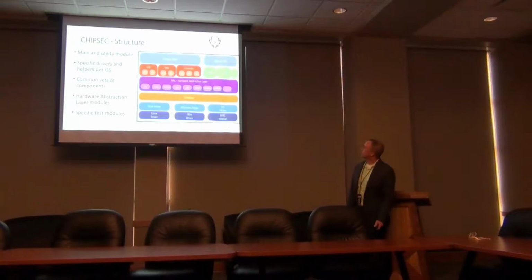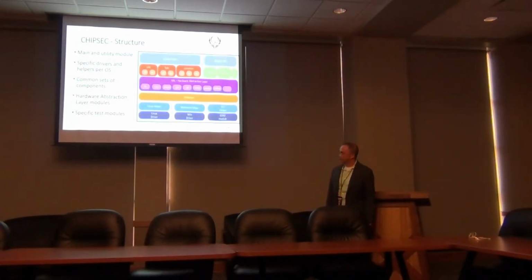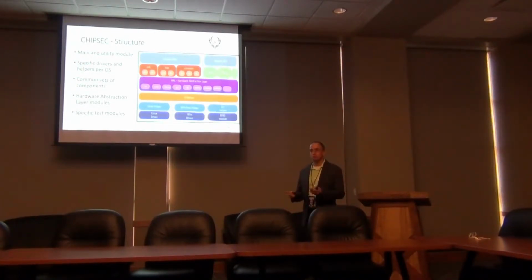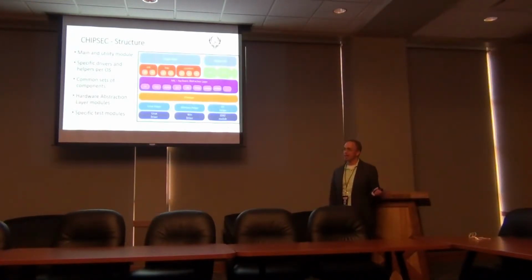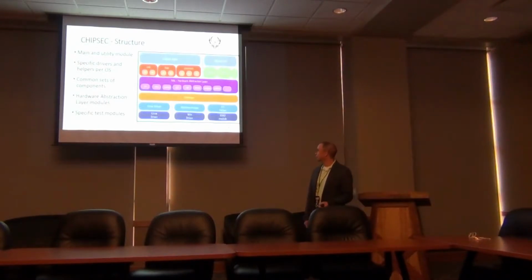The basic structure of CHIPSEC is that there are two primary executables. One is the CHIPSEC main, and the other is the CHIPSEC utilities. Each of those has specific functions that can be used. Whenever you make or compile the CHIPSEC program, you have to build out the drivers for the OS helper, and that has to be done specifically for Windows and Linux or Mac as well.